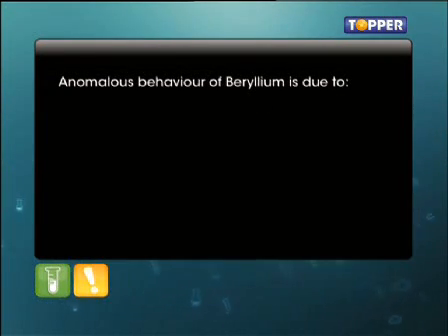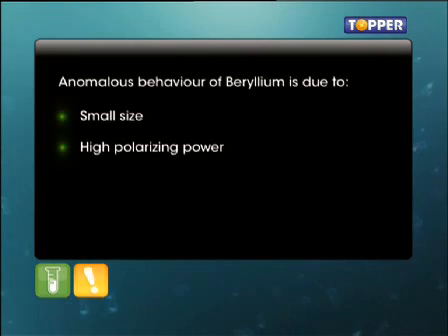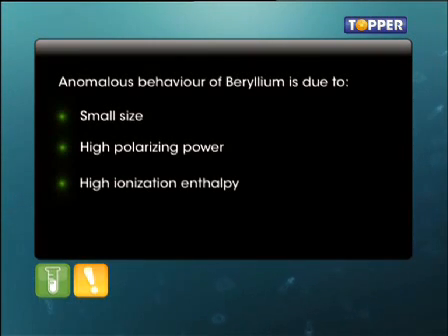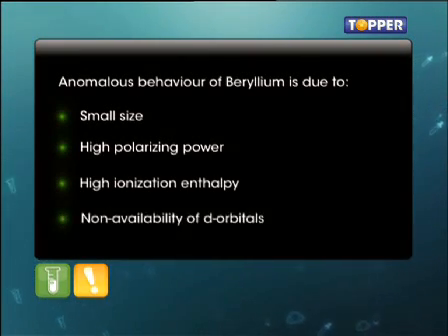From this, we can deduce the reasons behind the anomalous behavior of beryllium: small size, high polarizing power, high ionization enthalpy, and non-availability of d orbitals. Apart from the anomalous behavior, there is another interesting property portrayed by the first elements of the two groups. They show a diagonal relationship with the second element of the next group.